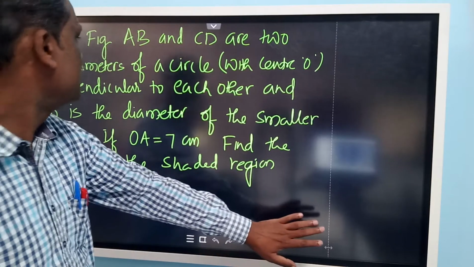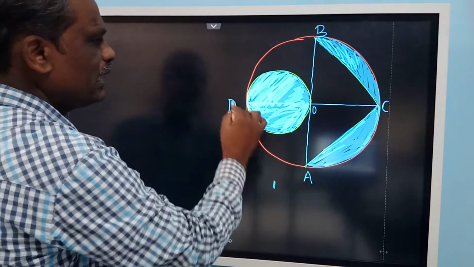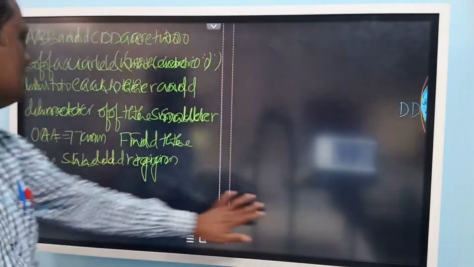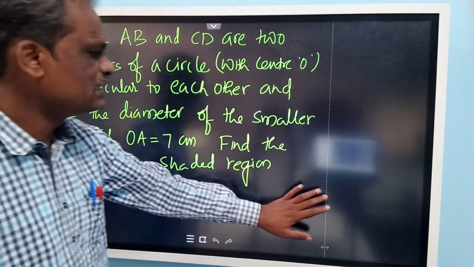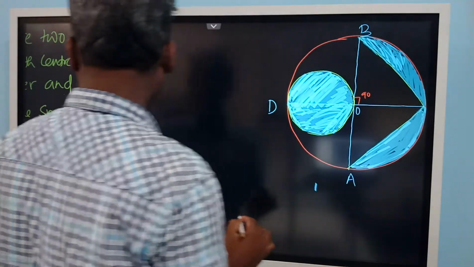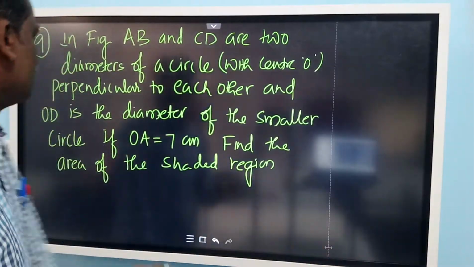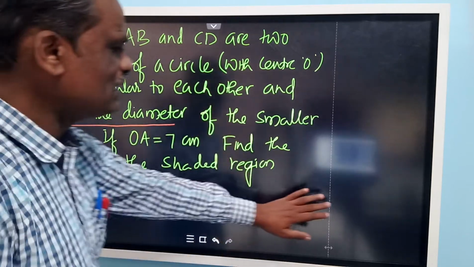In the figure, AB and CD are two diameters. Look at this figure now. AB and CD are the two diameters of the circle with center O, perpendicular to each other. That means this angle is 90 degrees. They are making 90 degrees at the center. So OD is the diameter of the smaller circle.